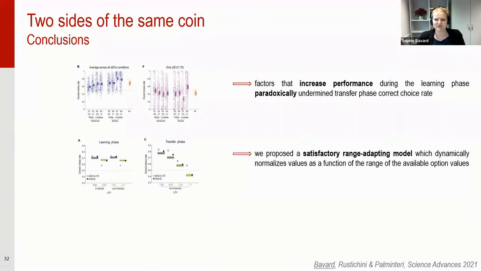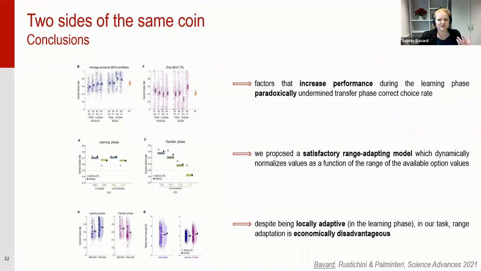We also proposed a satisfactory range adapting model, which dynamically normalizes the values as a function of the range of the available option values. And we showed that despite being locally adaptive, at least in our task, range adaptation is economically disadvantageous. So these are the conclusions of this study.